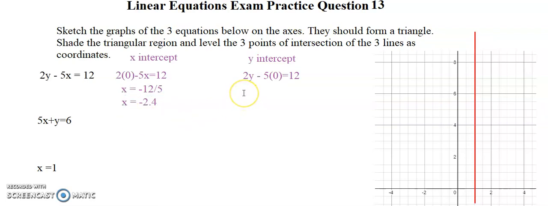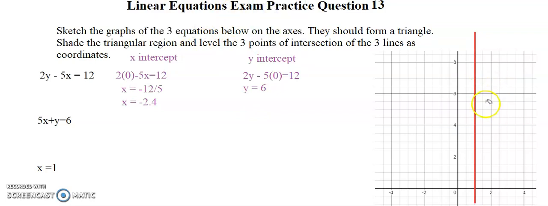Let's look at my y-intercept. Here I know x is 0. So it leaves me with 2y equals 12. I divide both sides by 2, and it gives me y equals 6. So now I've got my two intercepts. So now I am able to graph this.